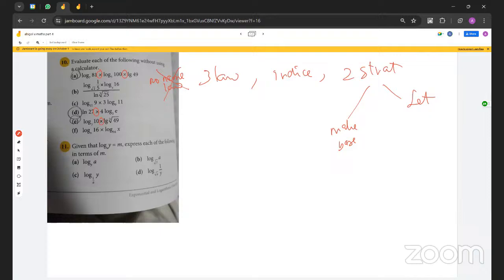So two hints: don't use the no-name law, you cannot force it. Secondly, make the base the same. See what it is. Would that be okay for the homework? Yes. Okay. Now, I want to talk about something in the future.